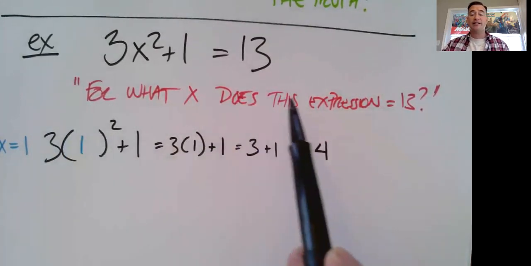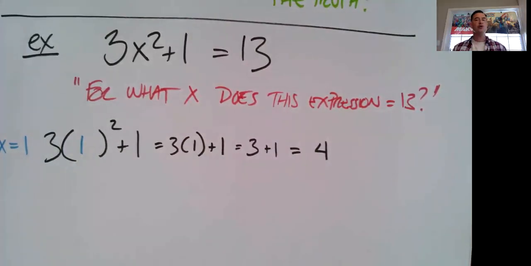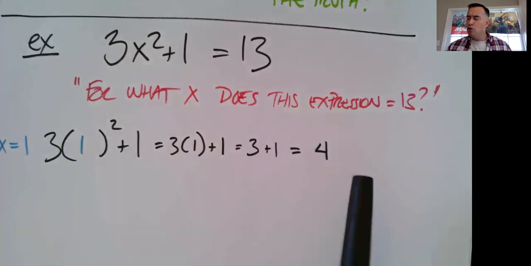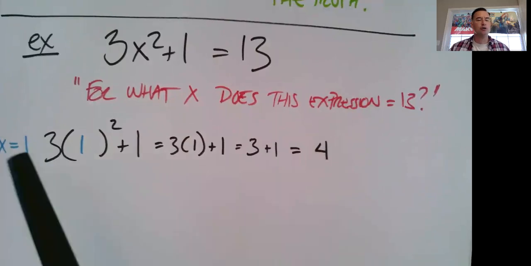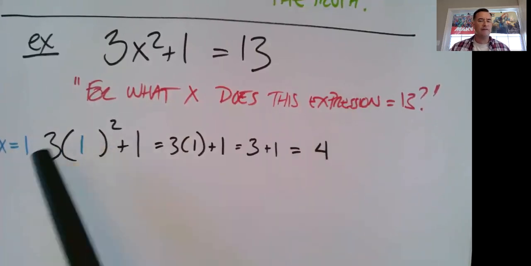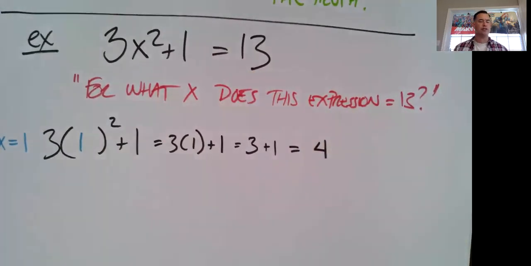So for what x does this expression equal 13? Well, no, we know it's not 1, but I want you to use that and think for a second. I plugged in a 1 and I got out a 4. So should my x be larger or smaller than 1 if I want to get to 13? That's my question. Should my x be larger or smaller than 1, if I got out 4 and I want to get to 13? Do I need a bigger x or a smaller x?